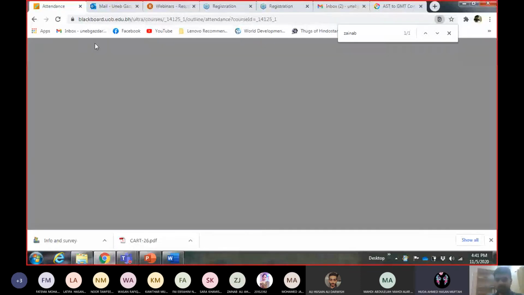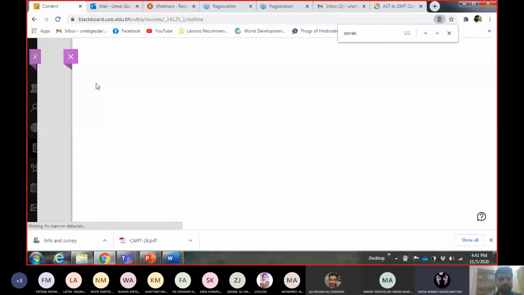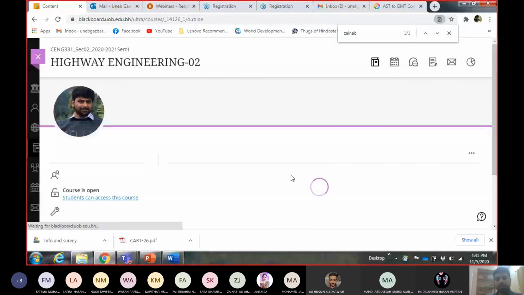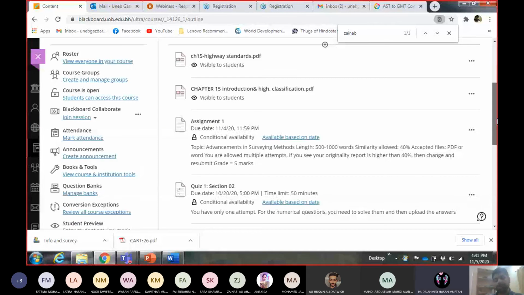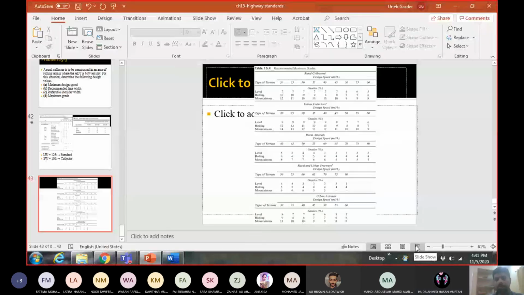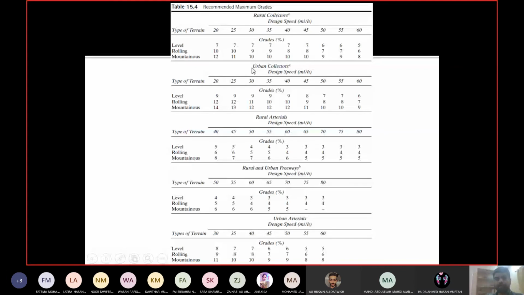Can you repeat the last example? Which one? The last one? Last one, yeah. You mean the gradient or the other things as well? The gradient. The gradient, we have a rolling terrain. First of all, we have a rural collector. Okay, so this part.